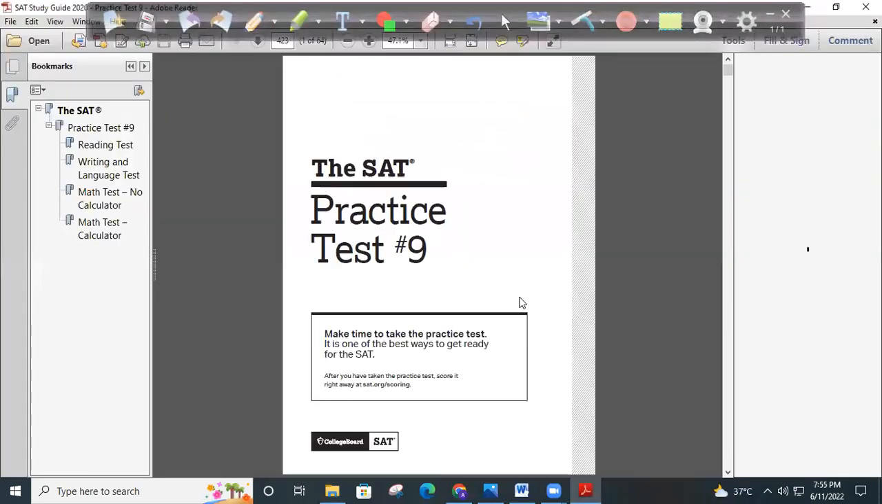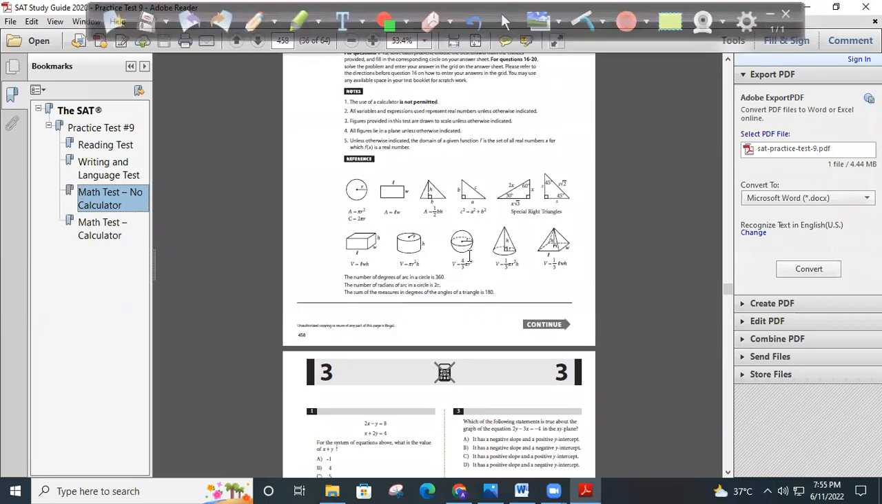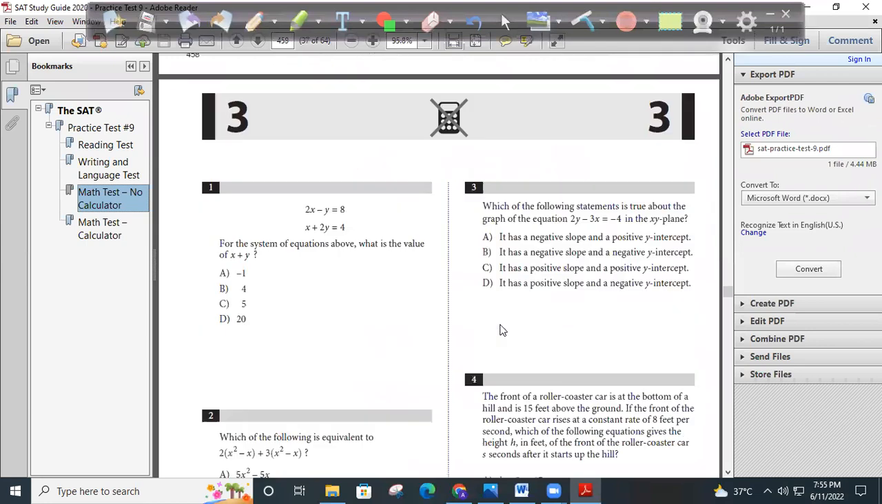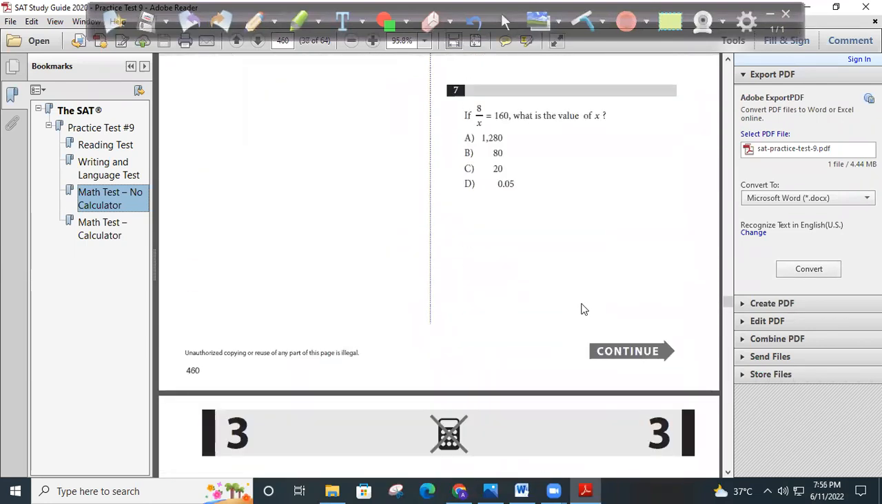Then SAT is practice test 9. So I'll go to math, no calculator. Fatafat, I'll glance. If I glance, you should be able to find which topic it is from. I'm sure you'll get close to 800. Pakka, you'll get close to 800 here. If you can identify which topic it is from, like linear equations, circles.